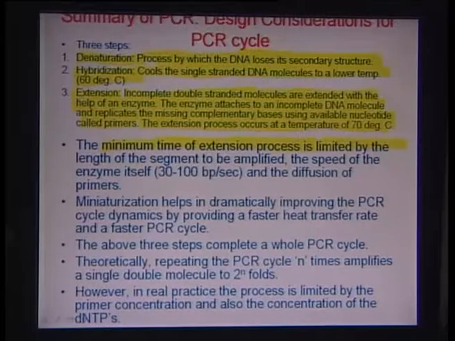So normally the minimum time of the extension process is limited by the length of the segment to be amplified. The speed of the enzyme itself is about 30 to 100 base pairs per second, and also the diffusion of primers is an important aspect in a PCR reaction. So the enzyme can suture only at a rate of about 30 to a maximum of about 100 base pairs per second. So the maximum speed that the enzyme can actually go and do the suturing action is about 100 base pairs in 1 second.